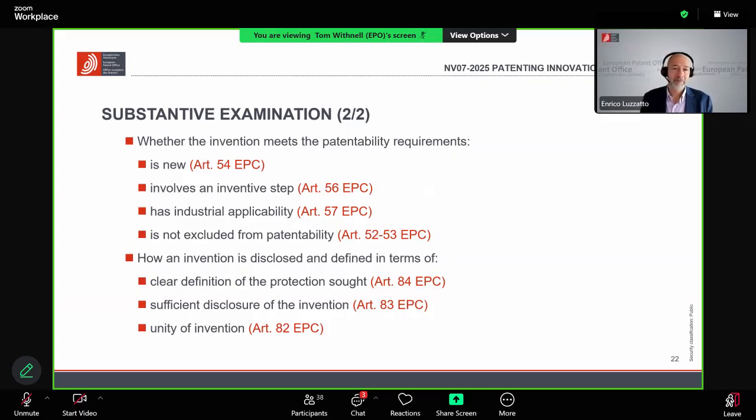And each application must relate to one single invention or a single group of inventions. If there is more than one invention in one application, the examiners will raise a non-unity objection. But you will hear more about the patentability requirements from what Arthur will be telling you in a moment. Tom, next one, please.